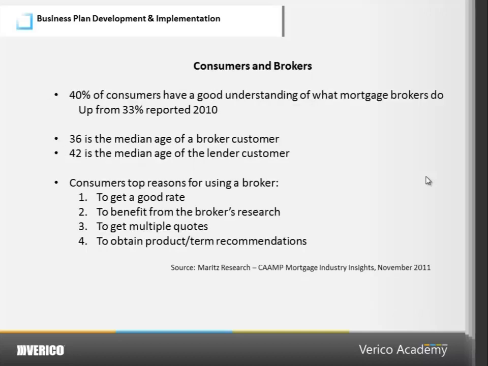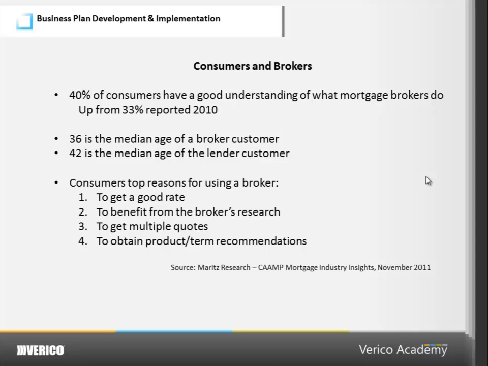40% of the consumers have a good understanding of what mortgage brokers do. This is up from 33% reported in 2010. 36 is the median age of a broker customer. So again, as we said earlier, it's the younger crowd that are using mortgage brokers. And 42 is the median age of the lender customer.